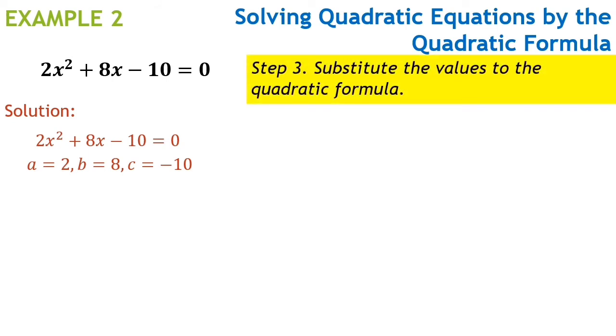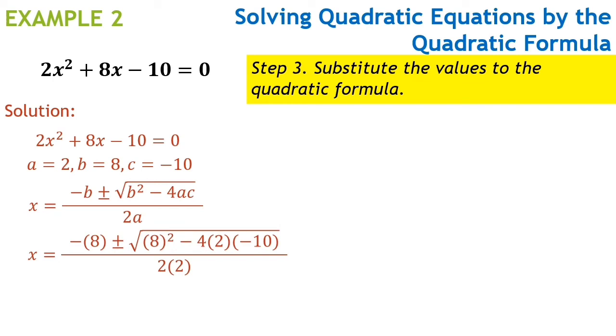Step number 3, substitute the values to the quadratic formula. Using the same formula, x equals negative b plus and minus the square root of b squared minus 4ac all over 2a, we are going to substitute or replace those a, b, and c in the formula by the given values, and that will become x equals the negative of 8 plus and minus the square root of 8 squared minus 4 times 2 times negative 10 all over 2 times 2.